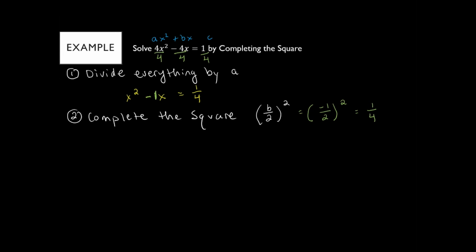So we took half of the middle term and then we squared it, which gives us 1/4, and then you add 1/4 to both sides. I'm just going to write that in, 1/4 plus 1/4 here. That will give us x squared minus 1x plus 1/4 equals, and then 1/4 plus 1/4 is 2/4, which is 1/2. So we've got it equaling 1/2.